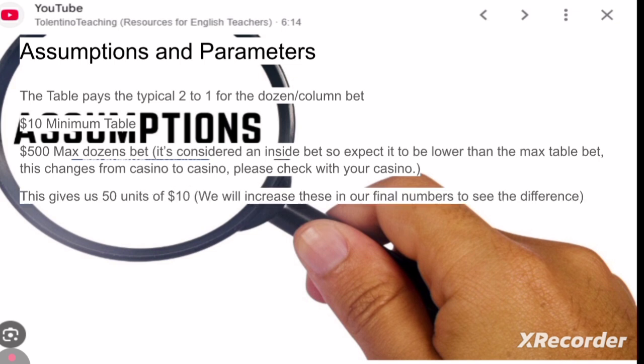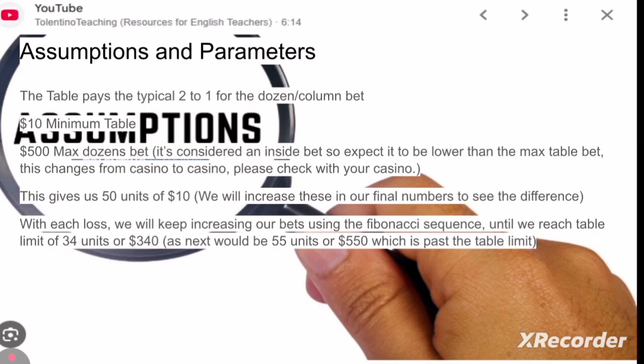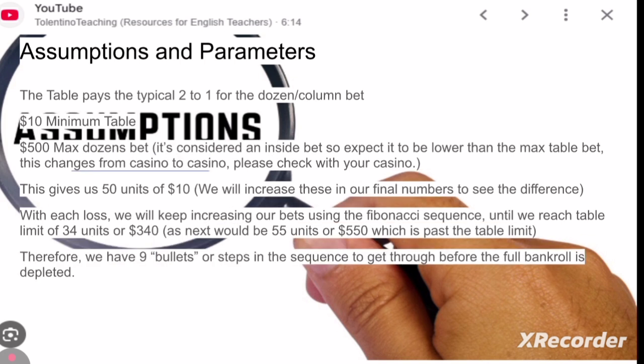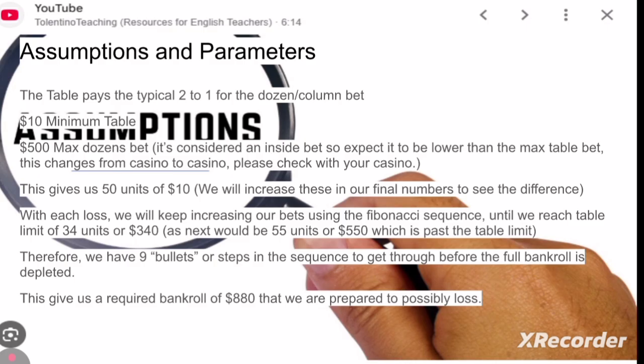So if our minimum is $10, that's going to be our unit. It's going to be a $10 unit, and we can go up to $500. Then we have 50 units of $10 that we are able to use. Again, with each loss, we're going to increase our bets using the Fibonacci sequence until we reach the table limit, which in this case would be 34 units or $340, because the next step in the sequence would be 55 units or $550, going past the table limit for the dozens bet. Therefore, we only have 9 bullets or steps in the sequence before we're done and we've lost the game. If we add them all up, this gives us a bankroll total of $880 to be ready to lose, because you should be bringing money to a casino that you're ready to lose.